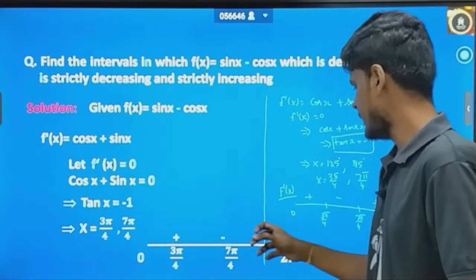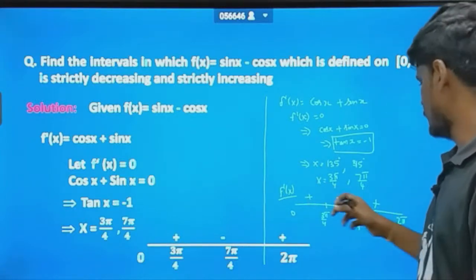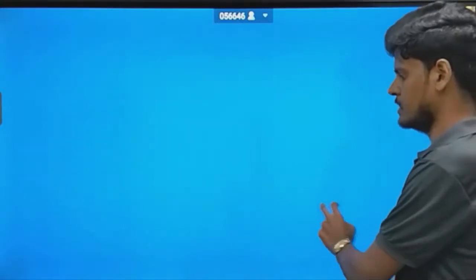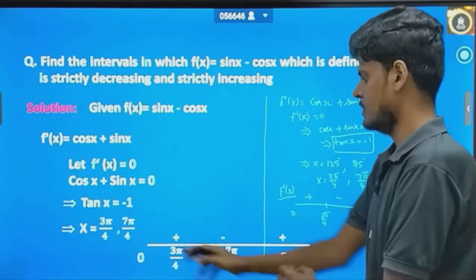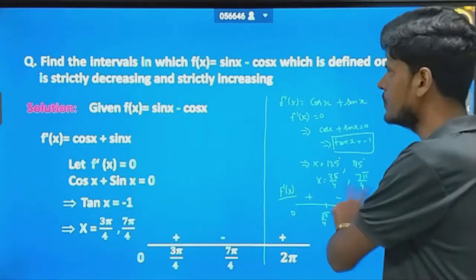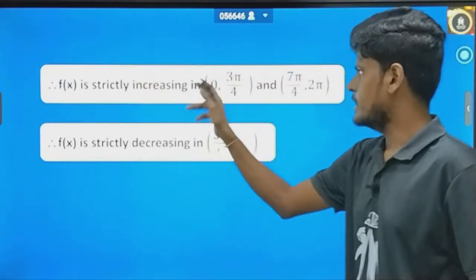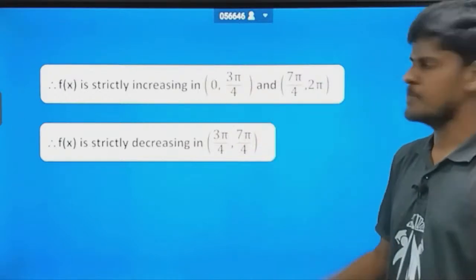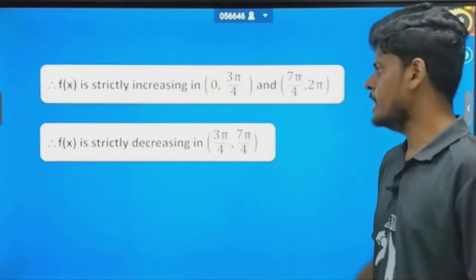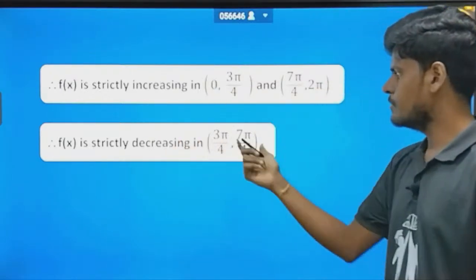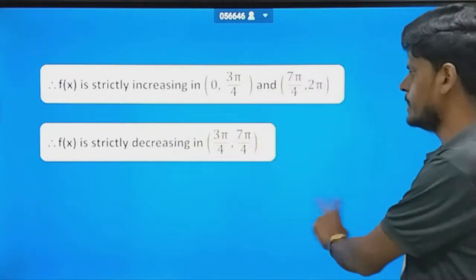Again, first is positive, negative and positive region. Positive, negative and positive region. This is a graph of f dash of x. This is f dash of x sine curve. So f of x is strictly increasing between 0 to 3 pi by 4 and 7 pi by 4 to 2 pi, and it is decreasing in the interval between 3 pi by 4 and 7 pi by 4.